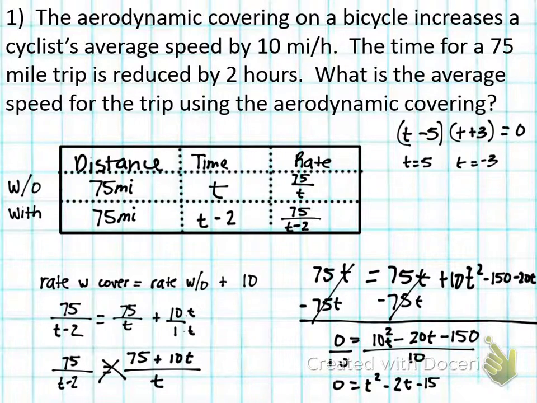Okay, think about time. Can the time take 5 hours? Yes or no? Can a biker take 5 hours to do a trip? Yes. Yeah. Can a biker take negative 3 hours to do a trip? Is there such thing as negative time? Do you get younger when you ride your bike? Does time go backwards? No, but does time go backwards when you ride your bike? No, it doesn't.